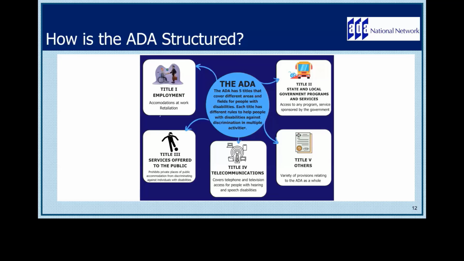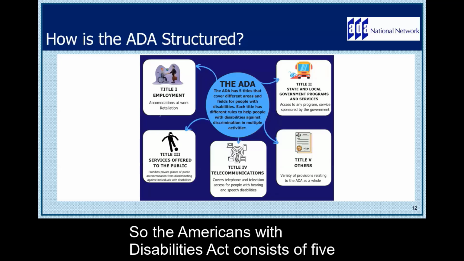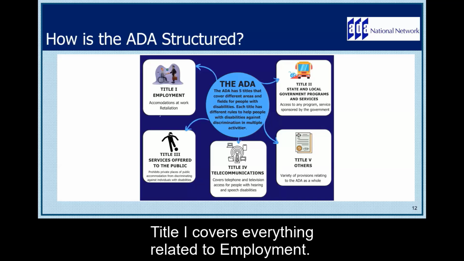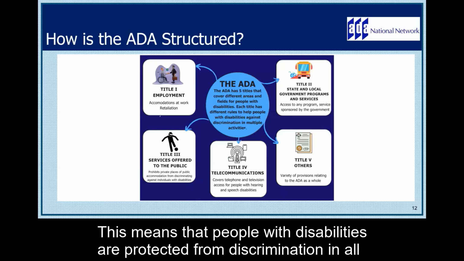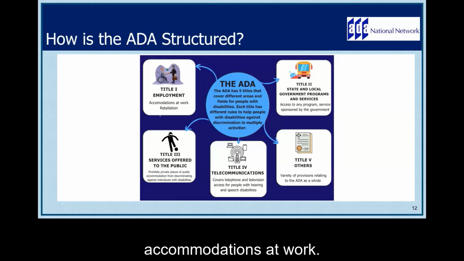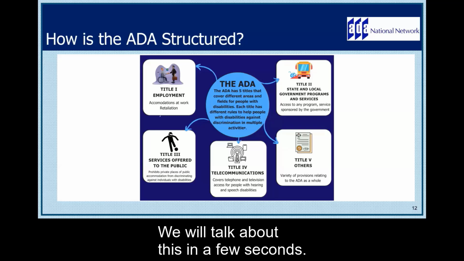Slide 12. So, the Americans with Disabilities Act consists of 5 sections, also called titles. Title I covers everything related to employment. This means that people with disabilities are protected from discrimination in all stages of employment, and this includes hiring, training, payment, and reasonable accommodations at work. We will talk about this in a few seconds.